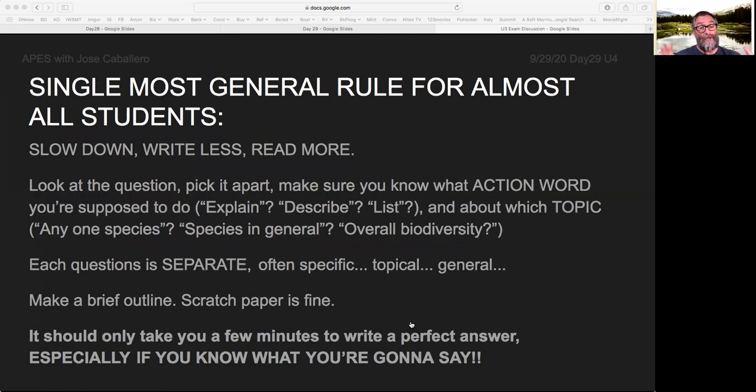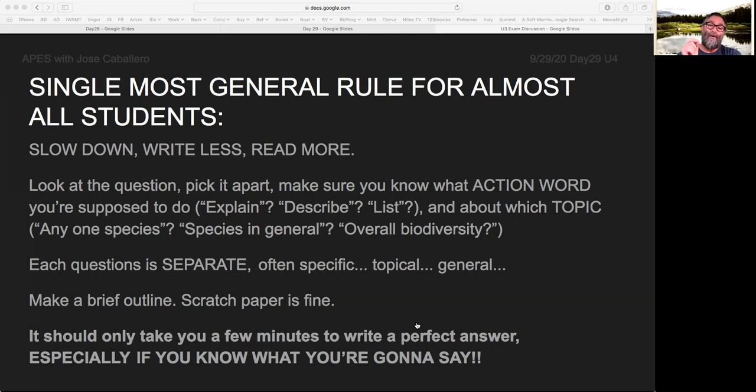The most general rule for all my students, and I'll keep telling you this all year, is slow down, write less, read more, think more. You want to look at the question, you want to pick it apart so that you know what the action word is. Are you supposed to explain something? Are you supposed to describe something? Are you supposed to be listing something? And then make sure that you know what you're talking about. Are they talking about one species, species in general, overall, global trends?